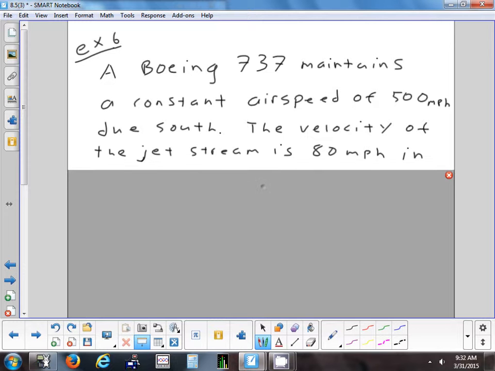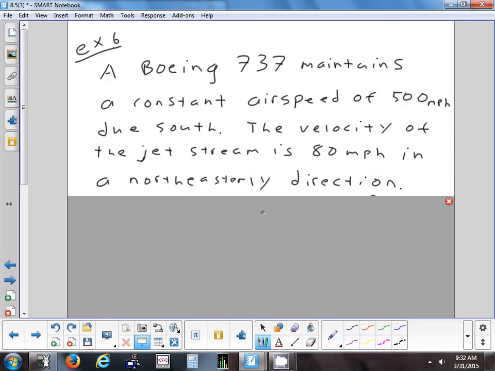So in this case, the jet stream is blowing 80 miles per hour in a northeast direction. Okay, when you read about the direction of the wind, you have to read if it says it's blowing towards a direction or from a direction. Okay? If it's blowing in a northeast direction, it's coming from the southwest. So the wind is coming from the southwest, blowing towards the northeast. Right? If in a problem it said the wind is coming from the south, that would mean it's blowing north. If it's coming from the west, it's blowing east. It's from the west towards the east.